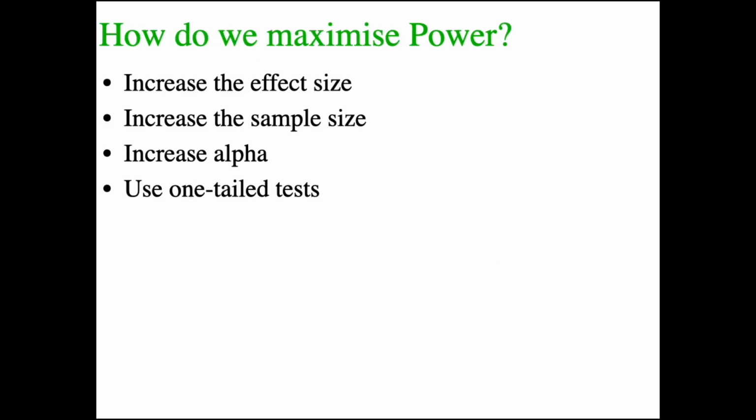So how do we maximize the power in a study? Well, one of the ways that we do this is to increase the effect size. Another way is to increase the sample size. A third way is to increase alpha. And the fourth way is to use one-tailed tests instead of two-tailed tests. So let me show you how each of those four ways maximizes power.